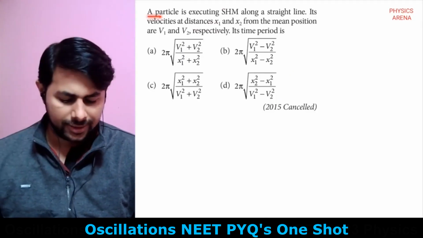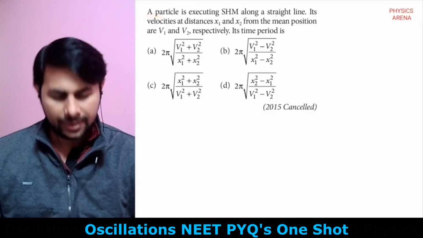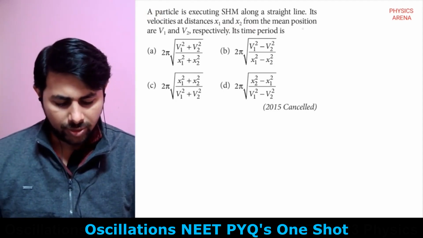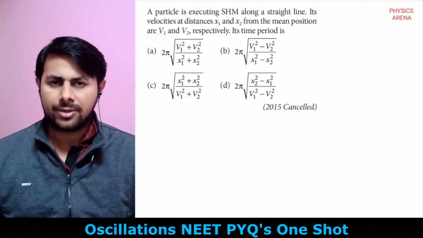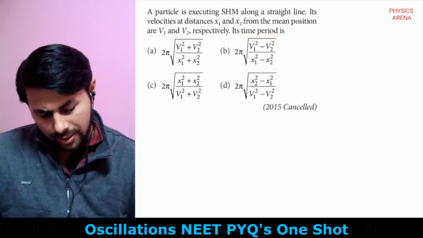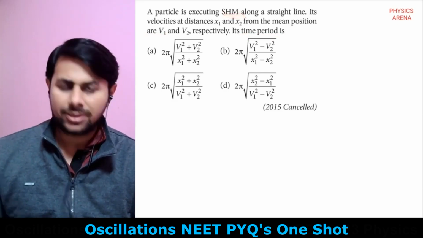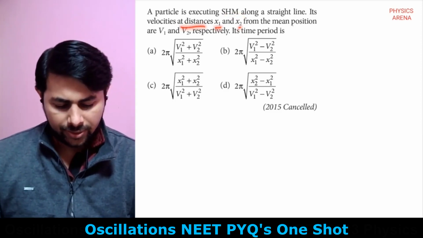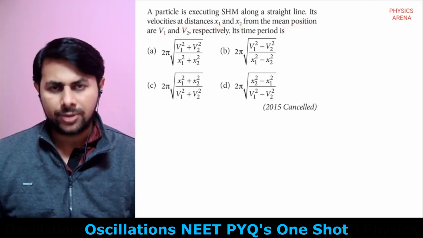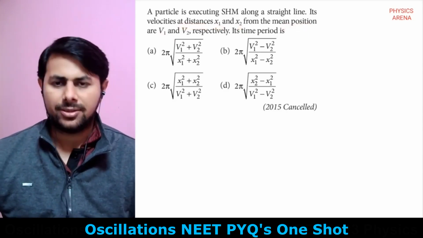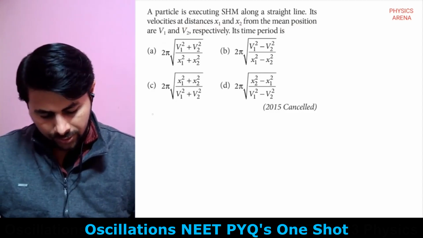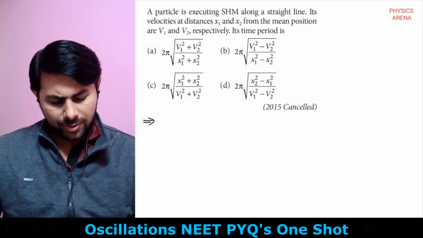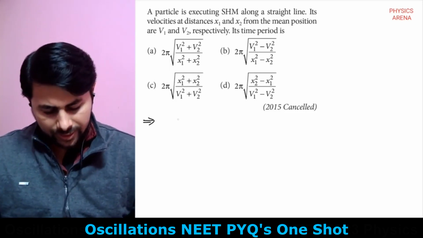A particle is executing SHM along a straight line. Its velocities at distances x1 and x2 from the mean position are v1 and v2 respectively. Its time period is. This is the question. So what should we do? We can write down expressions for velocities.